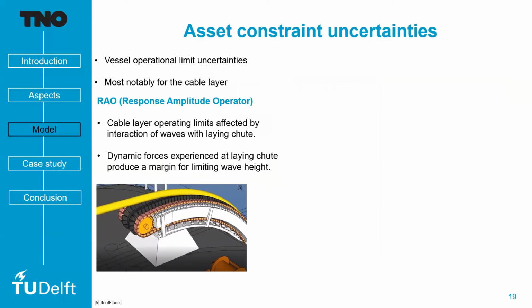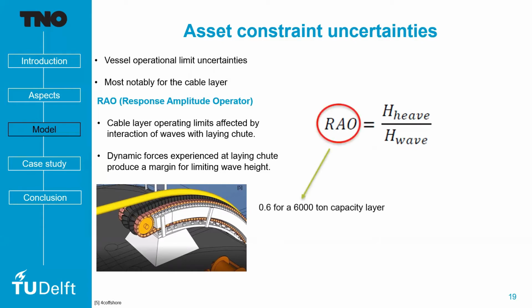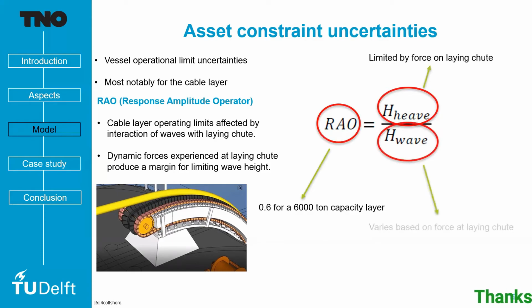Asset constraint uncertainties is very straightforward. So sometimes you would use a different type of cable vessel. So using a different type of cable vessel means it has different properties and behavior. So that will affect its dynamic properties and therefore its performance. So one such factor that was accounted for in the model is the response amplitude operator factor. So this is typically for a cable laying vessel.